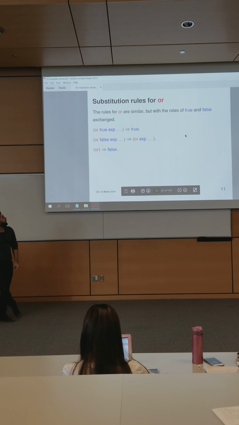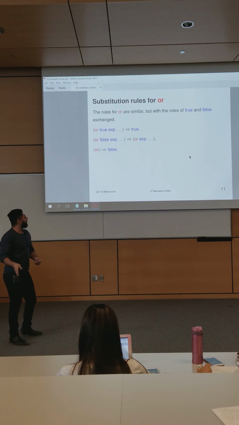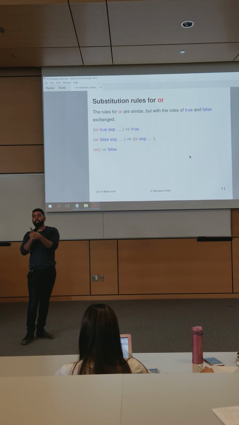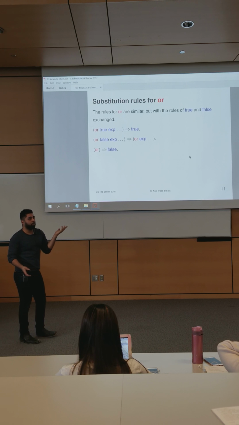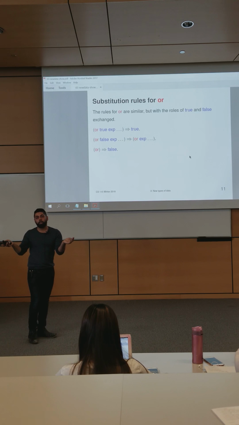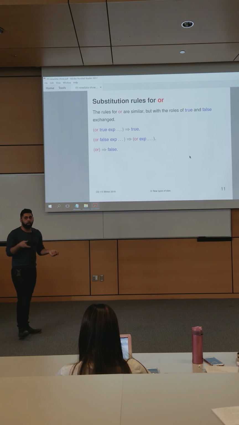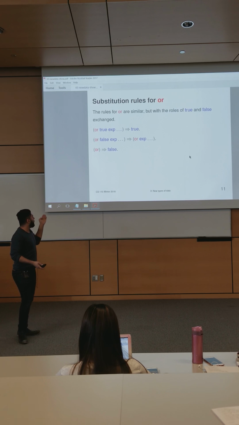Okay, cool. Okay, or. Or is almost the exact same, except every time we had a true, we just turn it into a false now. So, or, like I said, with or, you just need one of the statements to be true. And then the entire thing is true. So with or, if you have true followed by some expression, it just returns true. And you don't care about what's afterwards. Only if you have or false followed by some expression, do we get rid of the false, and do we look at that expression? That's the same thing with and. So with or, it's kind of the opposite.